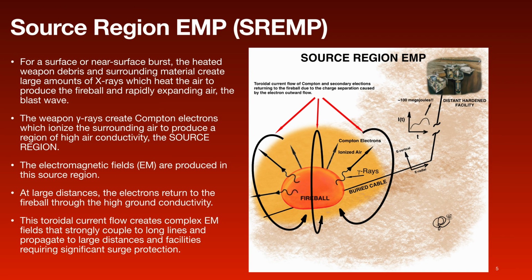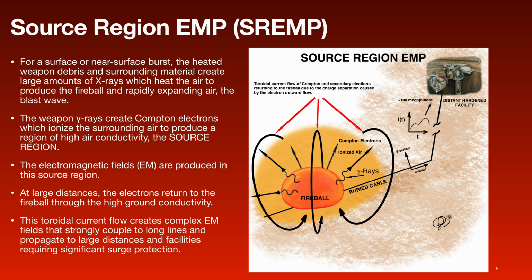If the nuclear fireball touches the Earth, the electromagnetic fields outside the fireball are within the ionized air region and are called source region EMP, abbreviated as SREMP. The figure shows Compton electrons moving radially away from ground zero in a hemispherical geometry. The Compton electrons produce secondary electrons by ionizing the air atoms. This ionization of the air creates a source region of high air conductivity.